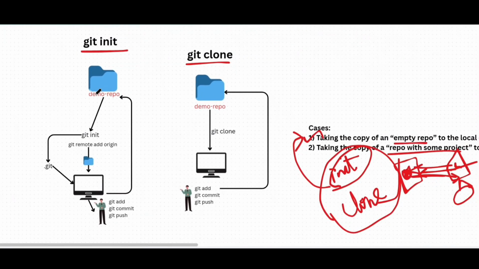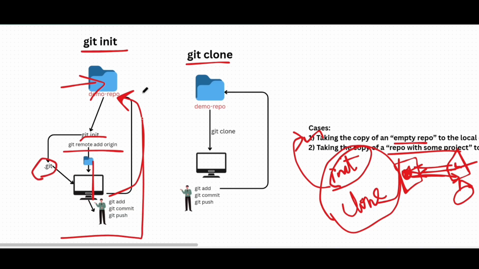Okay, now let's understand the workflow of these two commands. First let's see git init. Whenever we need to take a copy of an empty repository that is on GitHub to our computer, we execute these two commands, git init as well as git remote add origin. We have discussed these previously. After initializing, we do some project work and track the versions of the project. This is what we learned previously, but today we are going to learn git clone.